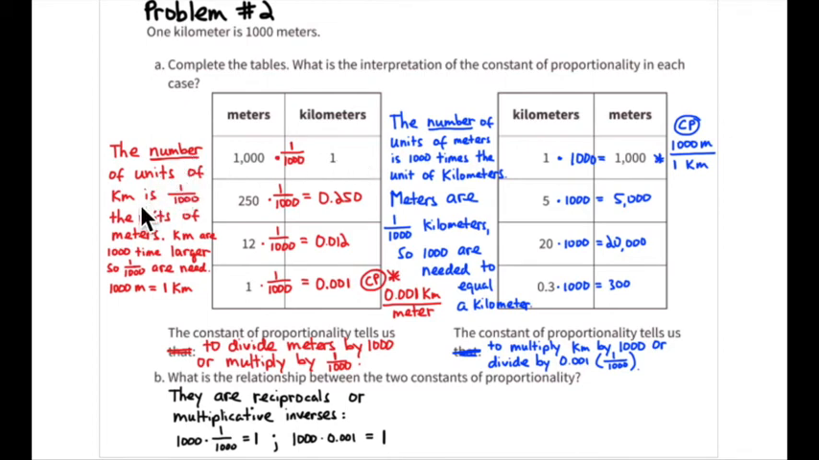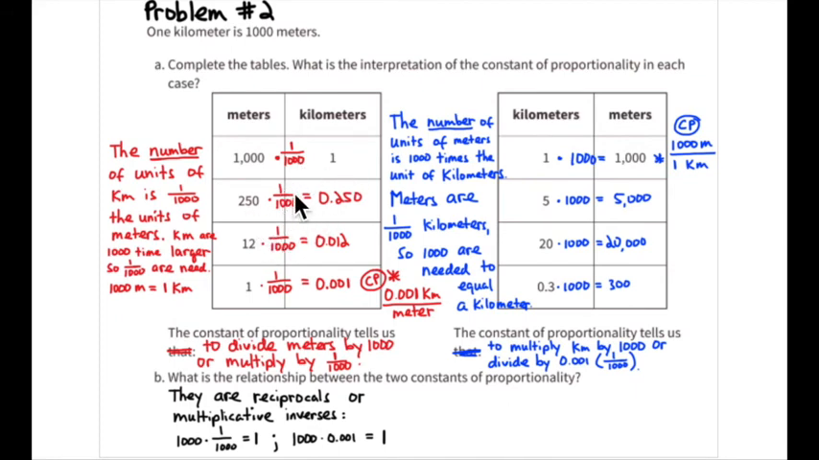So the number of units of kilometers is going to be 1/1000th the number of units of meters, because kilometers are 1,000 times larger. So you only need 1/1000th the number of kilometers than you need for the number of meters. So 1,000 meters equals 1 kilometer. So the constant of proportionality is 1 divided by 1,000. So I need a whole bunch of meters to equal 1 kilometer. So I'm going to multiply that 1,000 meters by 1/1000th, same as dividing by 1,000. So 1,000 meters times 1/1000th equals 1 kilometer.